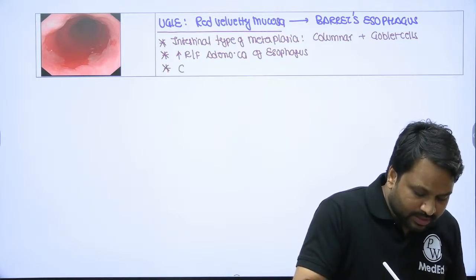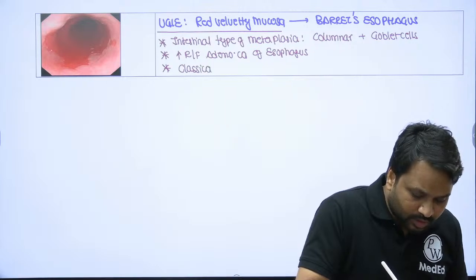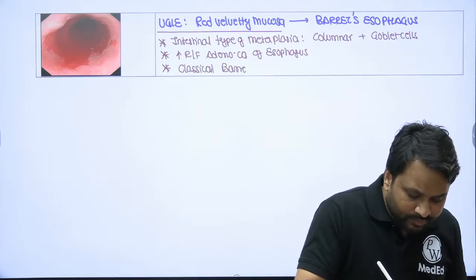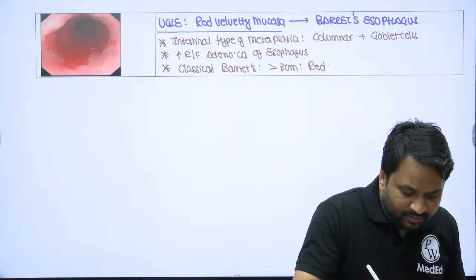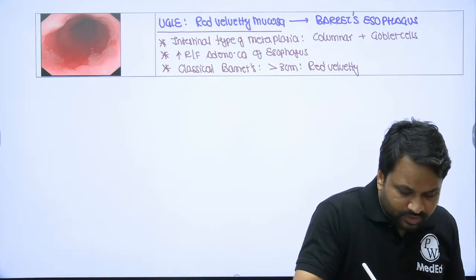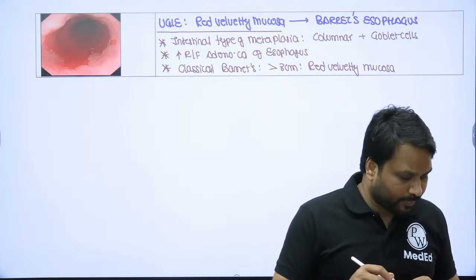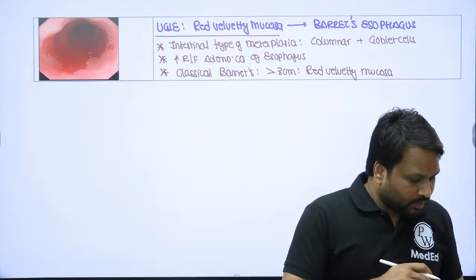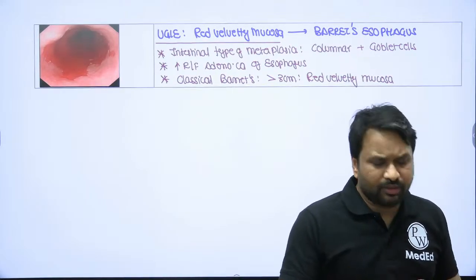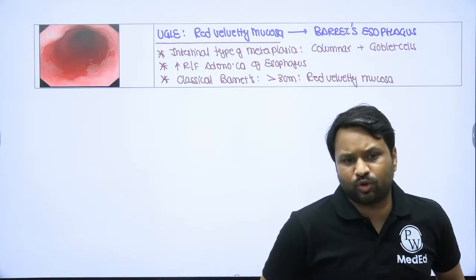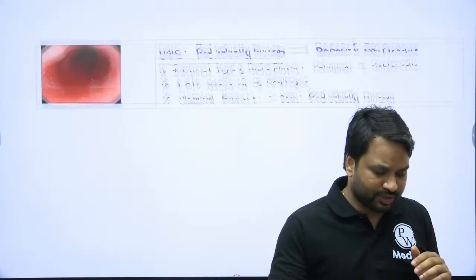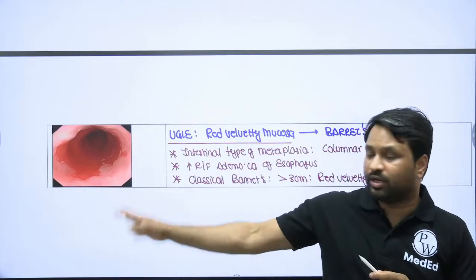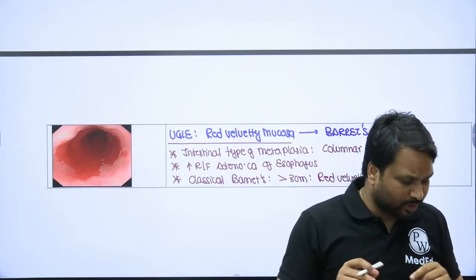Now, a classical Barrett's is defined as more than 3 centimeters of this red velvety mucosa. We call it the 4-quadrant biopsy. All those extra details we'll talk about when we do a quick rapid revision. But on the image basis, this is what you have to recall with respect to Barrett's esophagus.